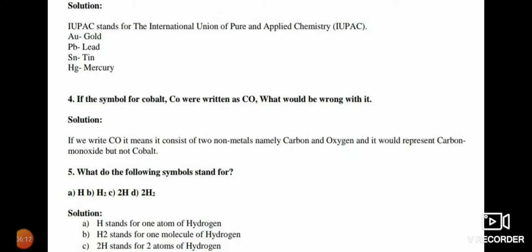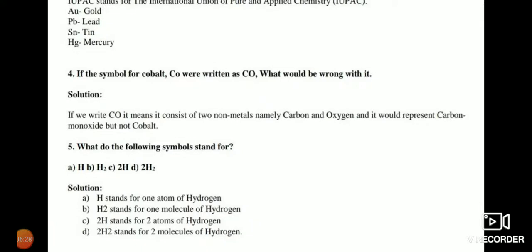Please remember, while writing the molecules, we write two atoms in a combined form. Like if I write capital C, capital O, that stands for carbon monoxide. Capital C and small o represents cobalt. So that's the difference. What do the following symbols stand for?